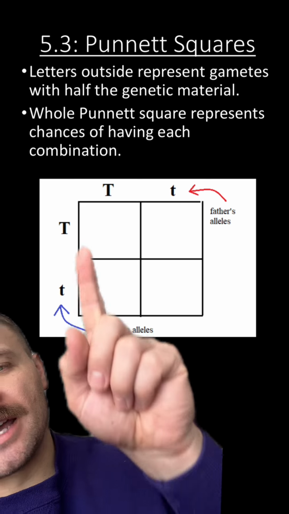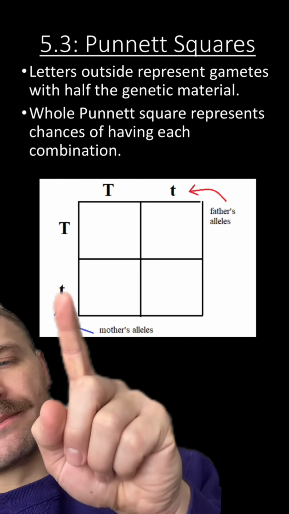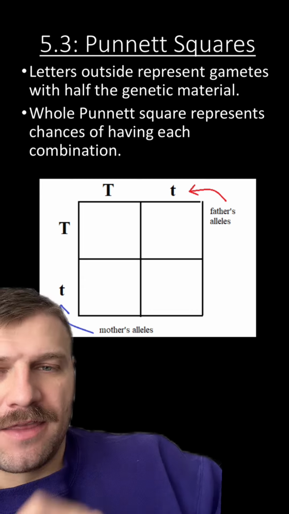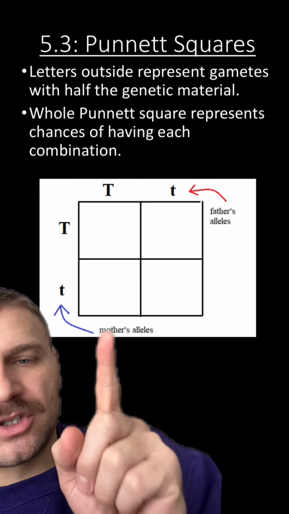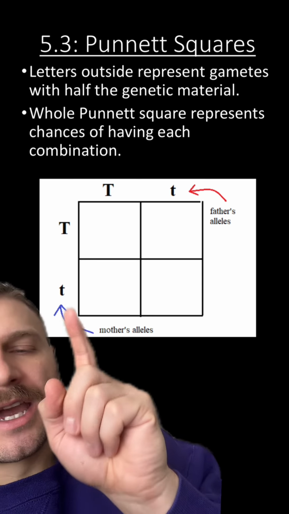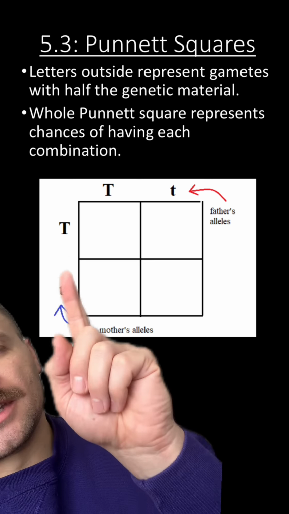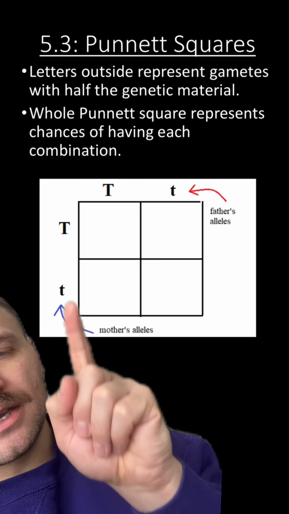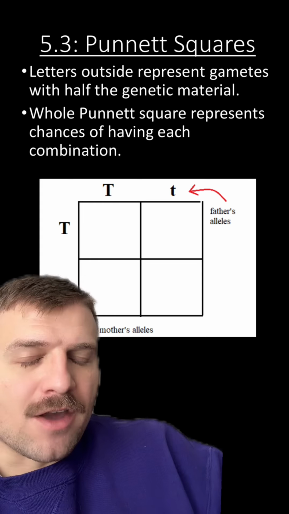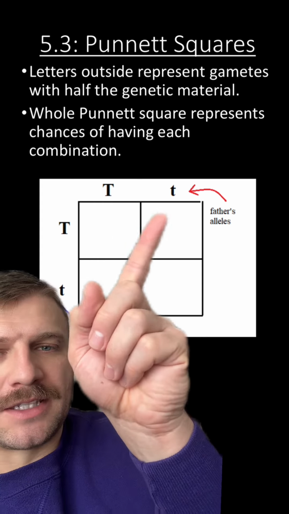You can see here the letters on the side are one parent's possible alleles they could give. So this mother's genotype is big T, little t. Now remember, a mother is only going to give half of her DNA to her offspring. So in this case, this mother can either give the big T or the little t. Now the father has the same genotype. You can see it's big T, little t.